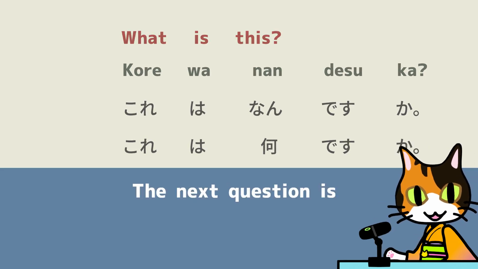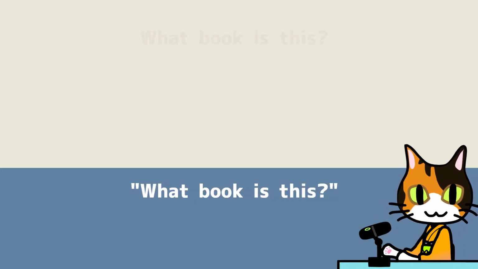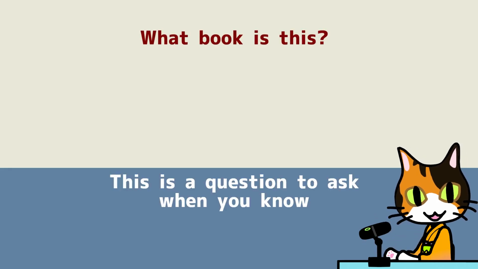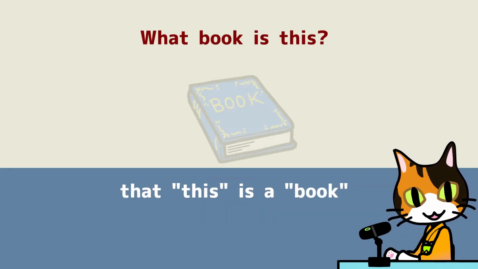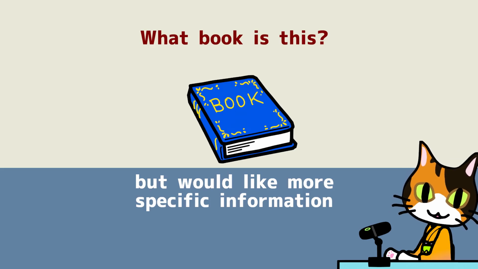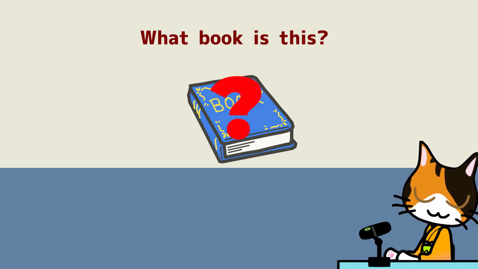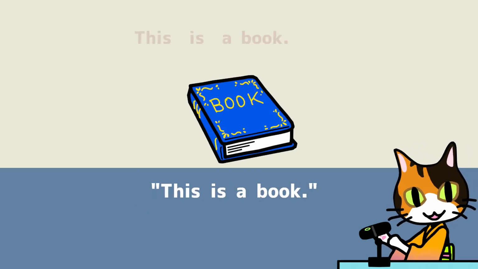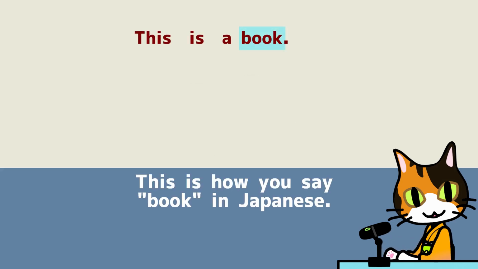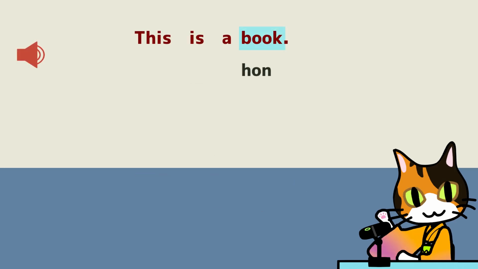The next question is a bit more advanced. What book is this? This is a question to ask when you know that this is a book, but would like more specific information about the book. Let's start by saying, this is a book. This is how you say book in Japanese. 本.